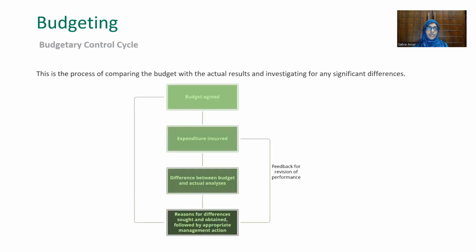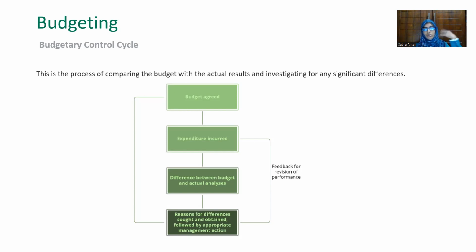Moving on, if we look at the budgetary control cycle, this is basically the process where the actual results are compared with the budgeted amounts, and we investigate these differences and why they happen. So first, the budget amount is agreed, looking at all the departments, and different budgets are actually prepared.